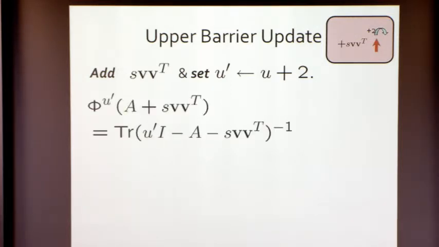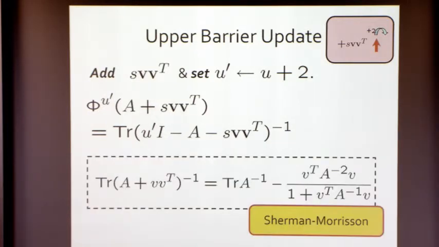Okay, what does that mean? Well, the upper potential of A plus s v v transpose at the shifted barrier, u prime, is literally this: trace of (u prime I minus A minus s v v transpose) inverse. Right? That's just the definition. And now we come to one of the reasons why this function is very special. It's that there's an explicit formula for how this function changes under a rank 1 update. The proof of this is not very different from what I showed you over there, actually. But basically, there's an explicit formula called the Sherman-Morrison formula that you can derive in 2 or 3 lines.